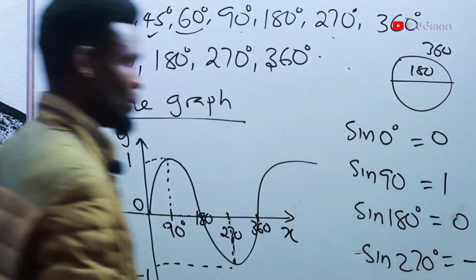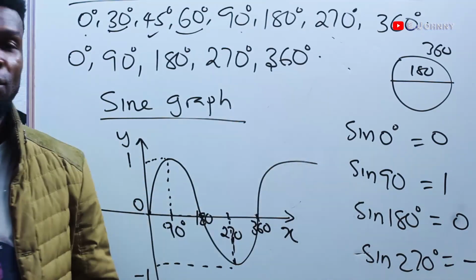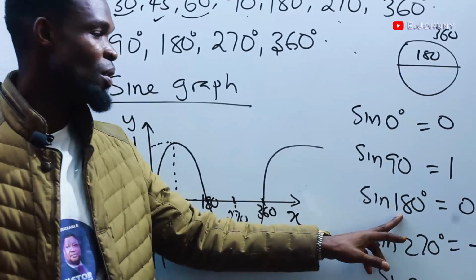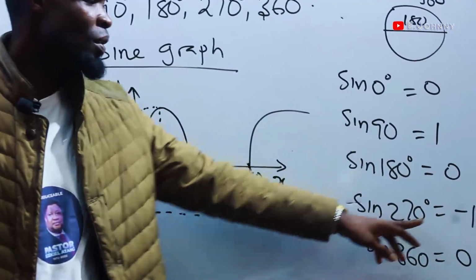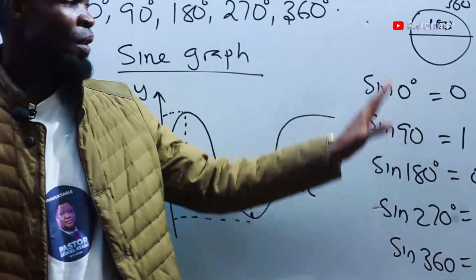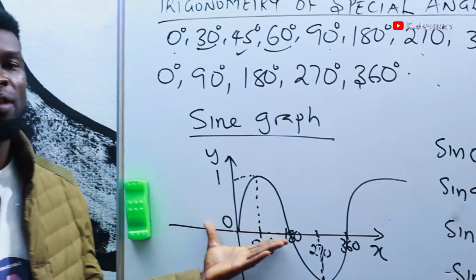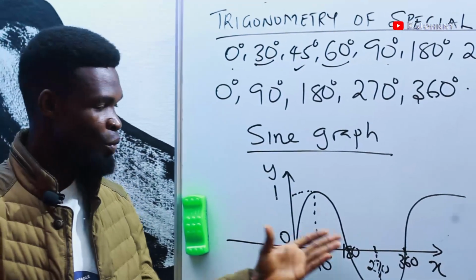So sine 0 is 0, sine 90 is 1, sine 180 is 0, sine 270 is minus 1, and sine 360 is 0. If you can't cram this or remember this, just sketch this diagram. It will help you.